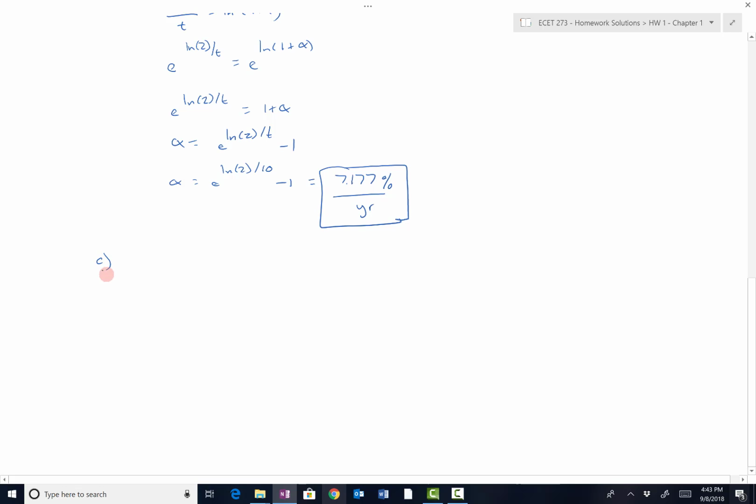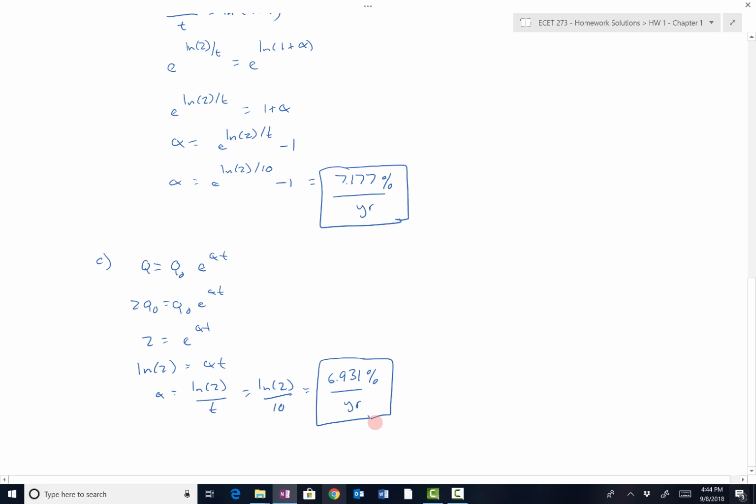We're asked again to repeat the problem for a continuous exponential, so similar but just a little bit different. Q is equal to Q0 e to the alpha t. 2Q0 is equal to Q0 e to the alpha t. 2 is equal to e to the alpha t. Natural log of 2 is equal to alpha t. Alpha is just equal to the natural log of 2 divided by t. So that's natural log 2 over 10, and that gives me 6.931% per year for the continuous exponential model.